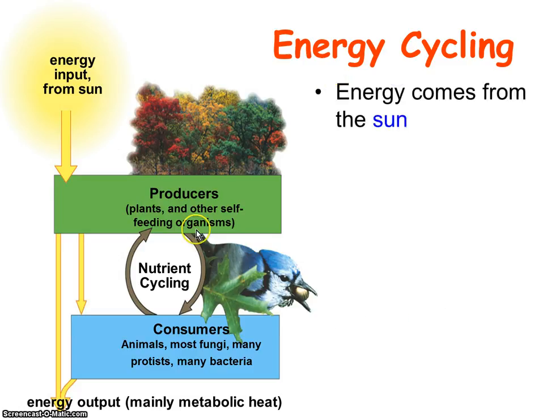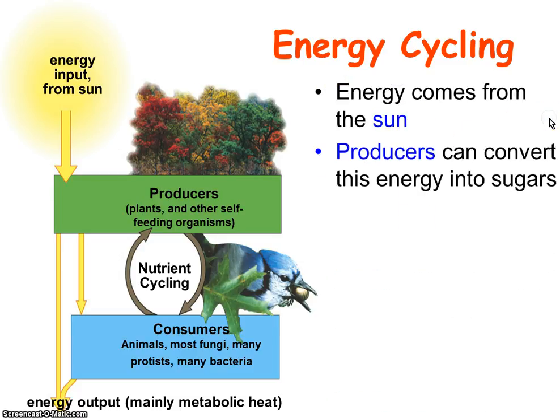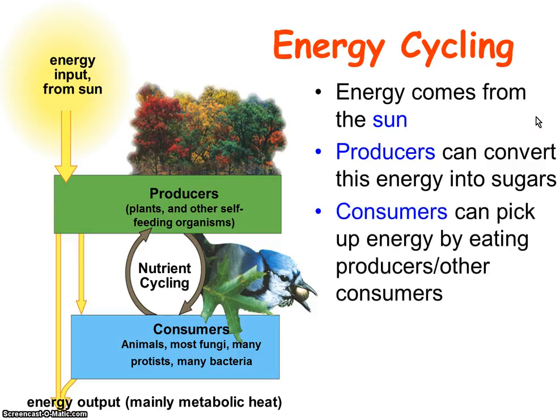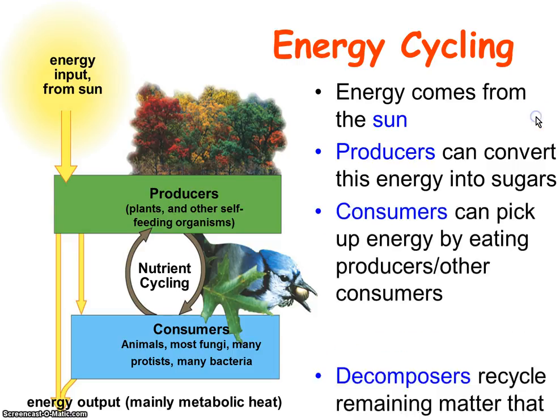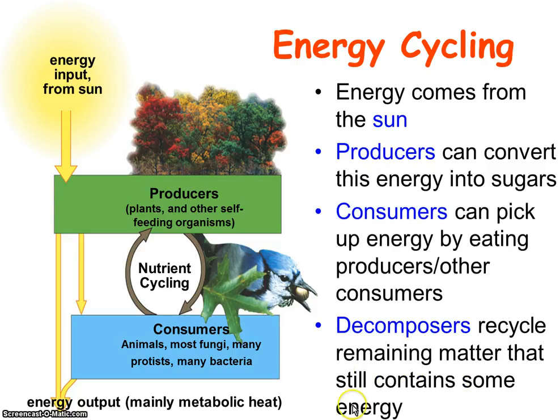Energy cycling through an ecosystem. This is a nice little diagram of it. Again, we already talked about this energy coming from the sun. Producers convert it to sugar. Consumers then get it by eating the producers, and then decomposers turn around and recycle it. It's really important to see that they do not recycle the energy.